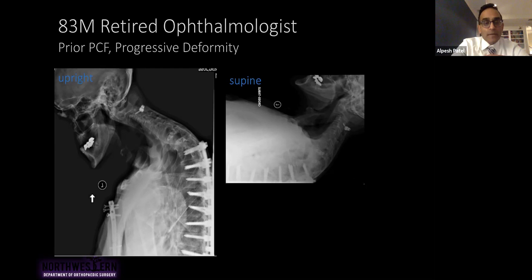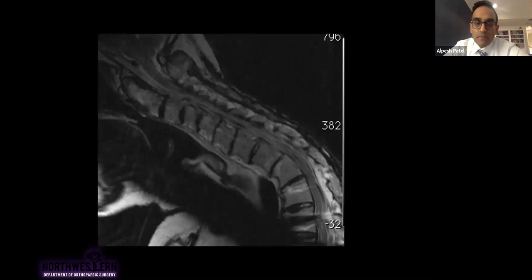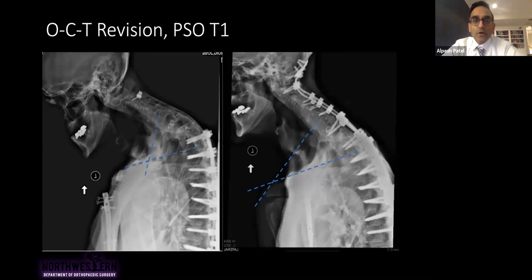This is his upright film on the left. This is a bolstered image on the right, supine bolstered image. And I'd argue, unfortunately, there's not very much movement there at all. There's very, very little movement, suggesting, again, a relatively fixed deformity. This is an MRI scan, again showing that cervicothoracic kyphotic angulation here, as well as a tight canal up top. And so we took him for revision.